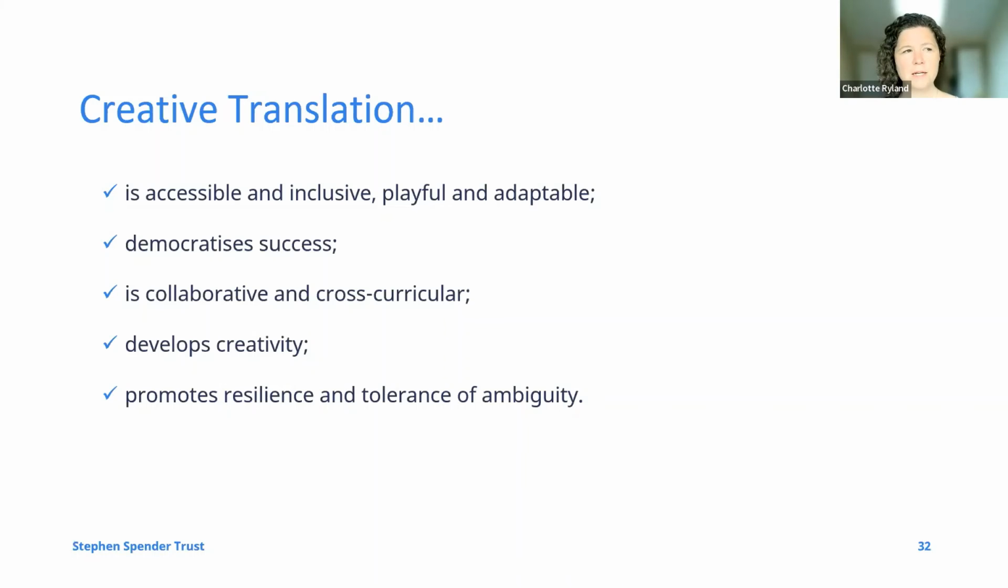Especially in languages, there can be quite a lot of red pens around, and a focus on accuracy. And what creative translation does, as I said earlier on, is hold lots of possibilities in place. You saw that Speak poem that had two different versions. They are both valid responses to that poem, both valid versions of that poem. So it really helps young people to tolerate that ambiguity and to create that sense of openness and lots of possible truths.